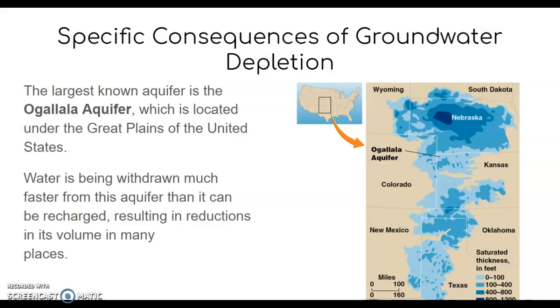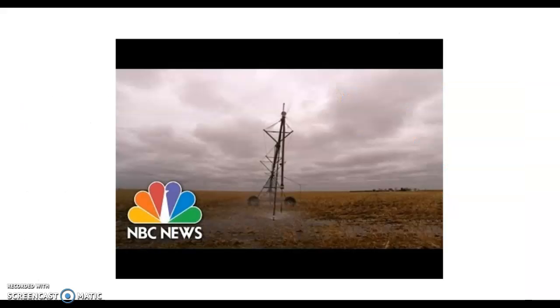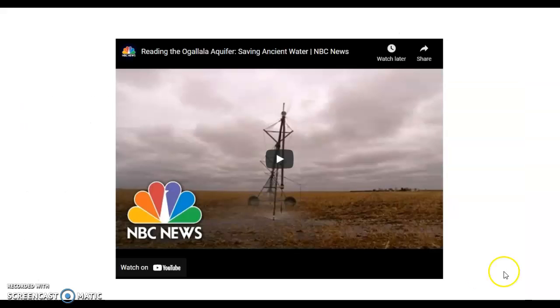So basically, the people in the Midwest, they are pumping way too much water out of this aquifer. And if the levels get too low, they'll run out of water because it won't be available for them any longer. And this is a video on the Ogallala Aquifer. I'm not going to play it in this presentation, but as you guys are doing your notes, go ahead and take the time to watch it before you move on.